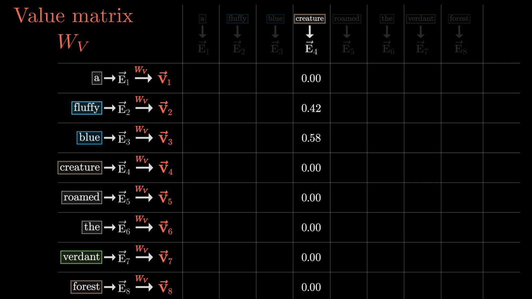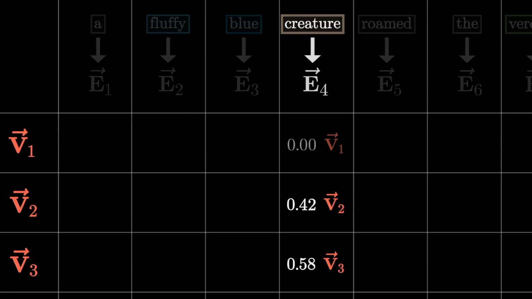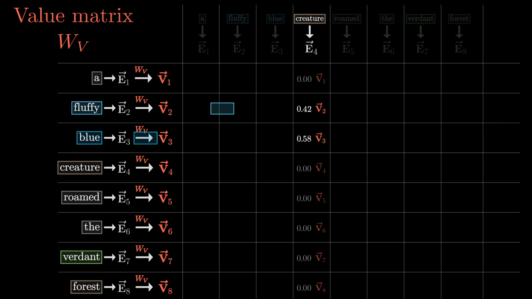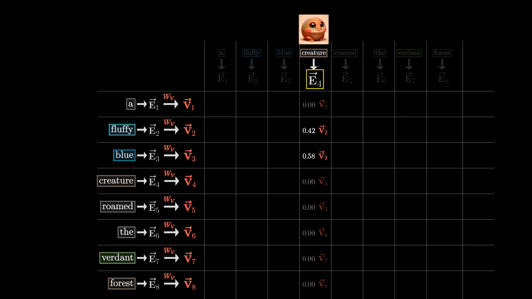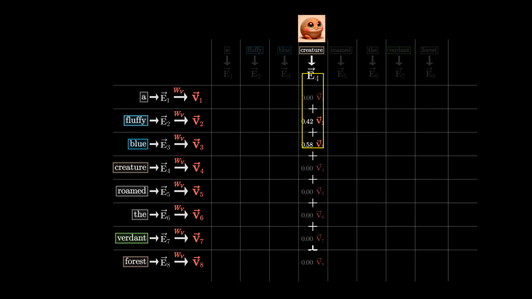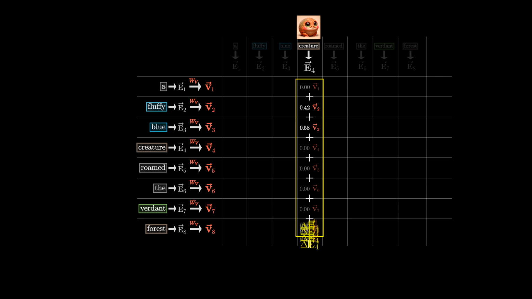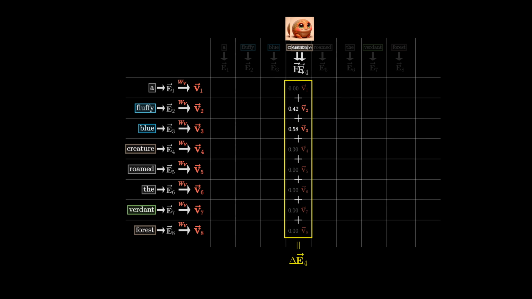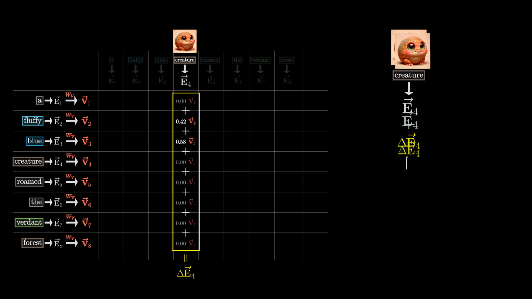For each column in this diagram, you multiply each of the value vectors by the corresponding weight in that column. For example, here, under the embedding of creature, you would be adding large proportions of the value vectors for fluffy and blue while all of the other value vectors get zeroed out, or at least nearly zeroed out. And then finally, the way to actually update the embedding associated with this column, previously encoding some context-free meaning of creature, you add together all of these rescaled values in the column, producing a change that you want to add that I'll label delta E, and then you add that to the original embedding.